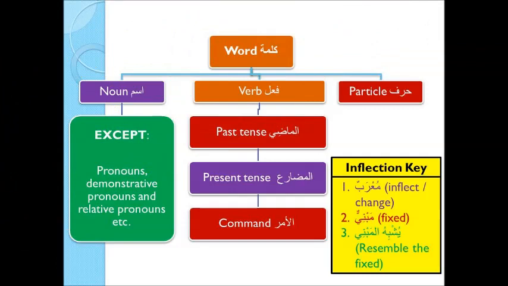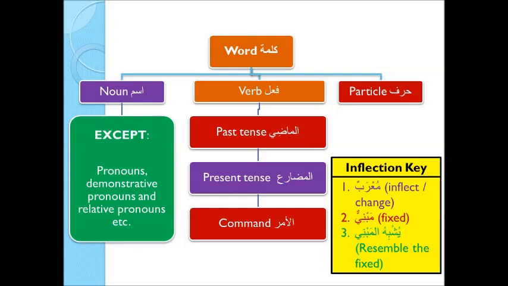The words are of three types, ism, the noun, fi'al, the verb, and harf, the particle. And the verb in the center is of three types also, the past tense, al-madi, the present tense, al-mudari', and al-amr, the command verb. And then we notice in the inflection key, in purple, the words that are mu'arab are the words whose endings change depending on their grammatical position, such as the ism and the present tense verb.